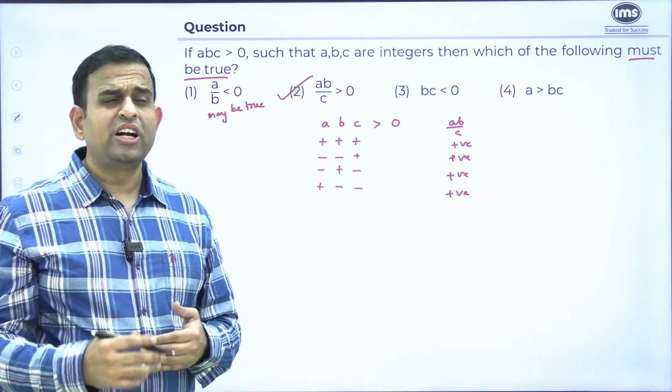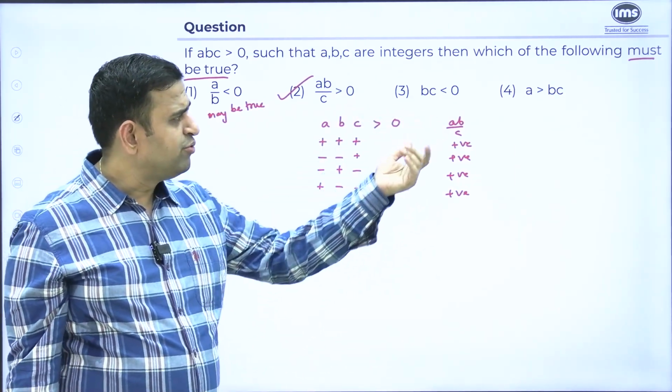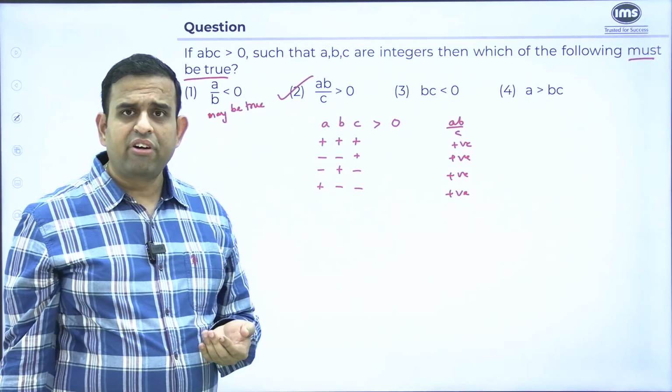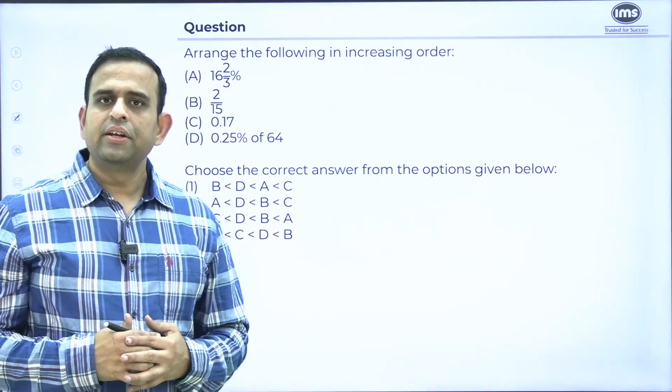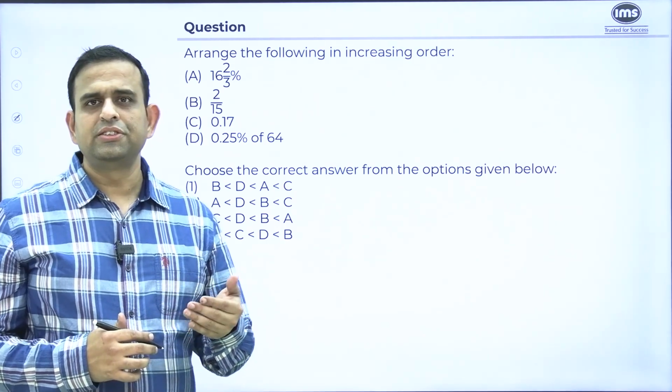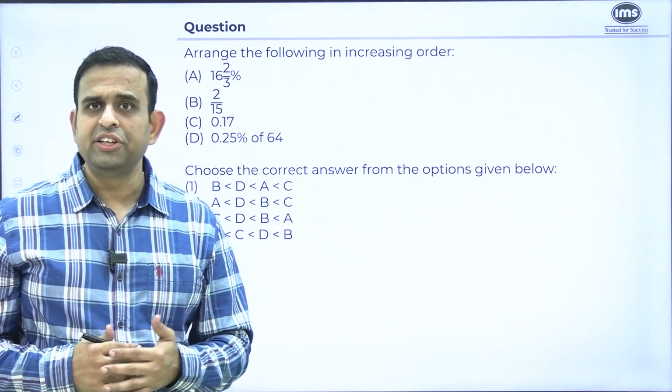Please note, we should not check number 3 and number 4. Again, if someone wants to verify, they can take some more cases over here. In the next sum, the objective is to arrange these numbers A, B, C, D in increasing order.